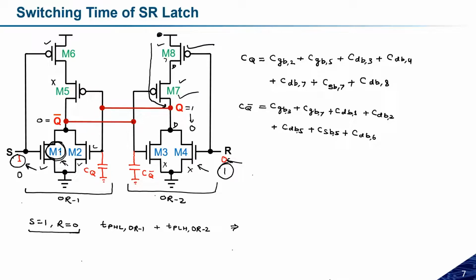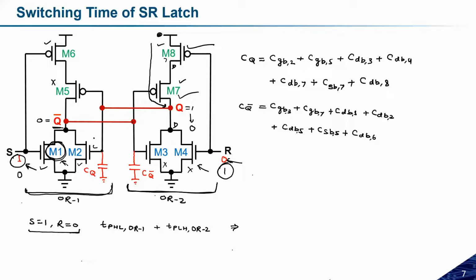Now if M1 is activated, and I'm assuming there is some charge stored at node Q bar, that will be discharged. Because we have two NOR structures, R1 this one and R2 this one, connected back to back, let us assume the load capacitance at Q bar is initially in a pre-charged state. Once S equal to 1 is applied, it will get a path to discharge.